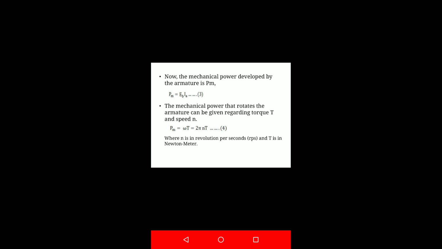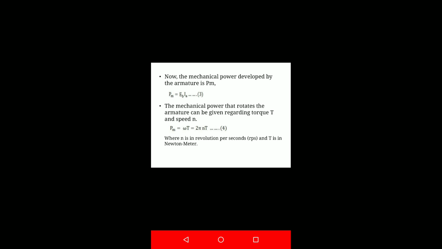So, the total electrical power supplied to the armature must be equal to the mechanical power developed by the armature plus losses due to armature resistance. Now, the mechanical power developed by the armature is considered as Pm. That will be equal to back EMF Eb into armature current Ia. We consider it as the third equation.